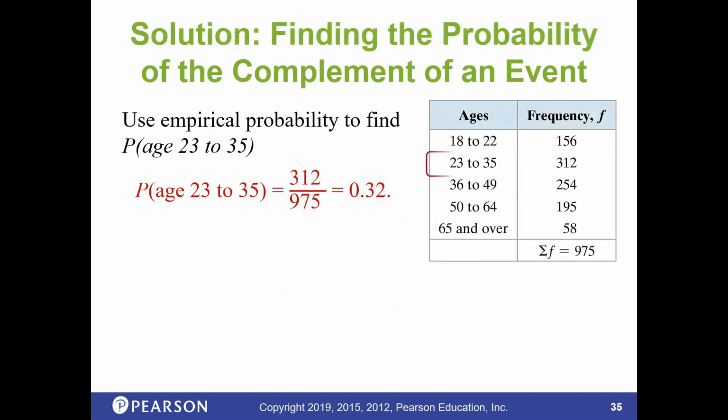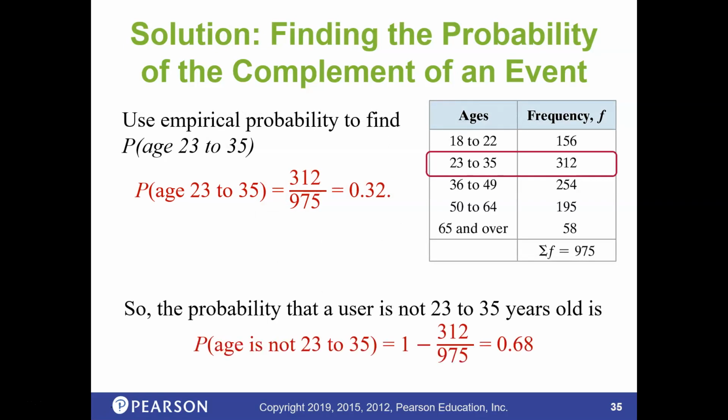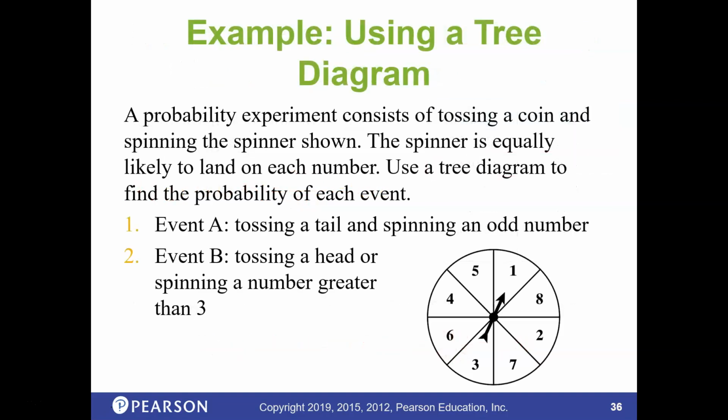Okay, so randomly selecting somebody who is not 23 to 35. Well, we can take that 23 to 35 number that we already calculated, right? We have that already, it's 0.32. So if I want somebody who's not in that age group, I just subtract from 1, and that's going to be 0.68. That's your complementary event rule.